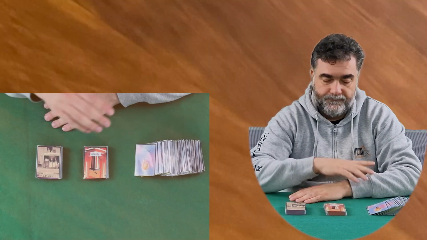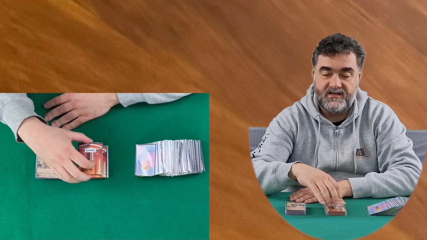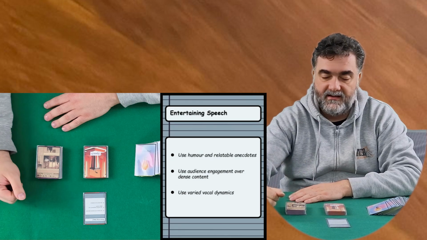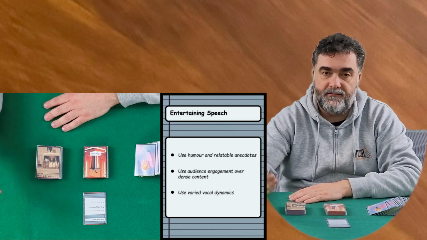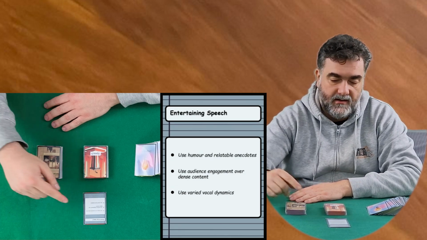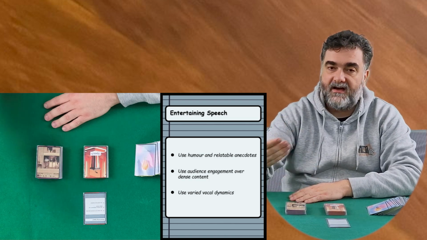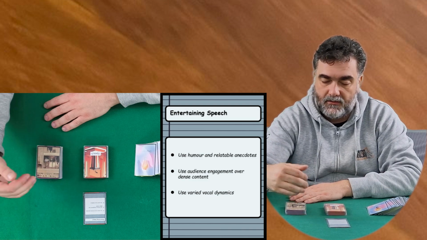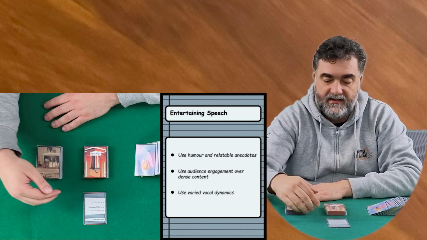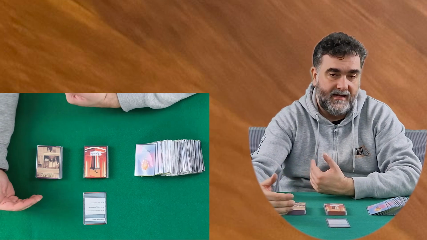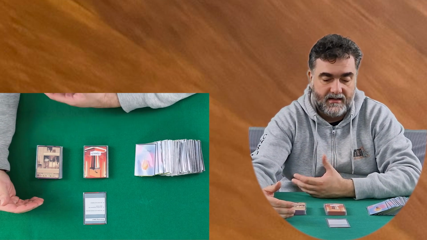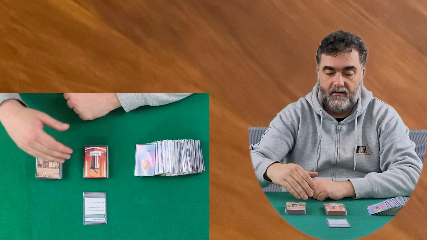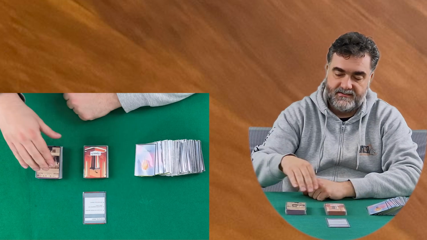During each round, we will reveal one speech card after appointing the two active players. In our example, we revealed an entertaining speech, which is the type of speech that the players will try to emulate. Within the card, we see some hints, for example, use humor and relatable anecdotes, use audience engagement over dense content, use varied vocal dynamics. Those are hints, and at the same time, they are guidance in what to do in order to have a successful speech of this particular type. This is information that is open to the players.